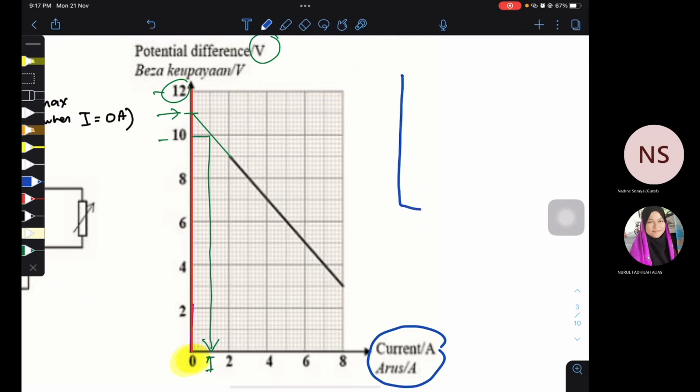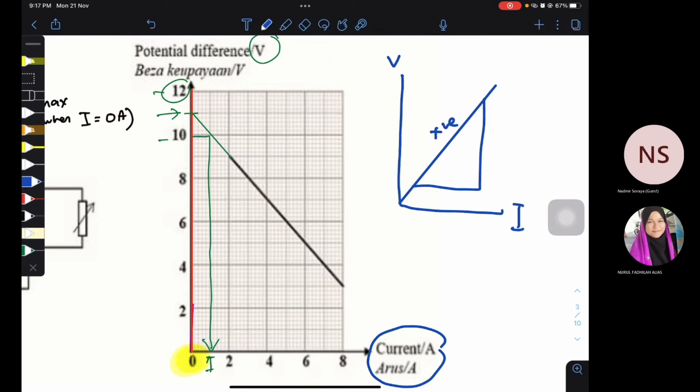Tengok kita ada satu lagi graph V against I macam ni. Positive gradient. Gradient dia positif. Semakin menaik. Yang ini gradient dia negatif, nampak kan? Dia menurun as paksi X punya value ni bertambah. As current increases, voltage decreases. Ada satu lagi graph, and as current increases, voltage also increases. Okay, jadi ini adalah graph untuk Ohm's law.